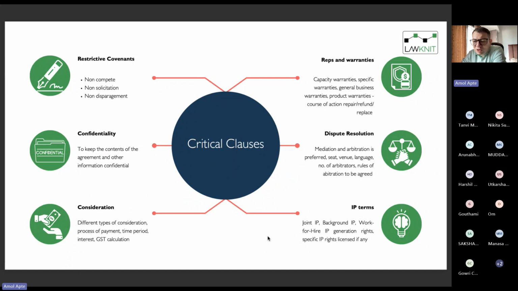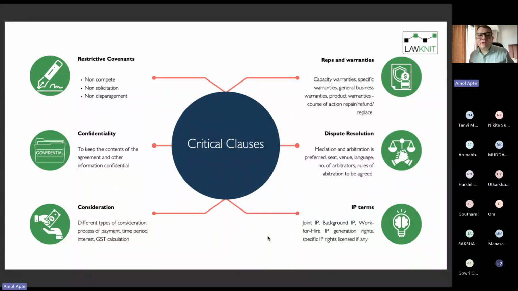And then IP terms. In a lot of contracts, there are certain licenses being given. There are certain developments that are happening during the term of the contract. So, what is it that you want to own on your own? What is it that can be a joint IP? Is it going to be a work for hire kind of a contract where you're just asking them to provide their services and they're acting on your instructions, and therefore whatever is the outcome in terms of IP belongs to you?